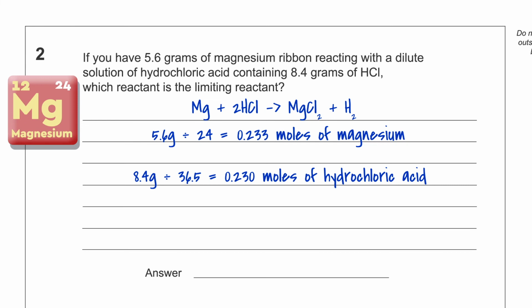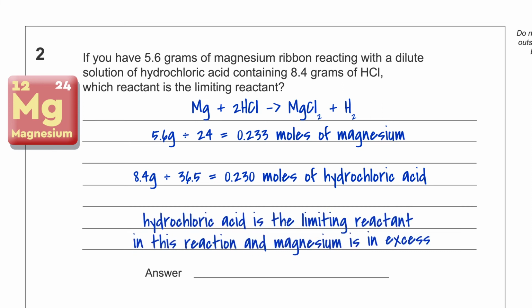We know from earlier that we need 1 mole of magnesium for every 2 moles of hydrochloric acid. So we need double the hydrochloric acid. Oh no! So the hydrochloric acid is the limiting reactant in this reaction and the magnesium is in excess.